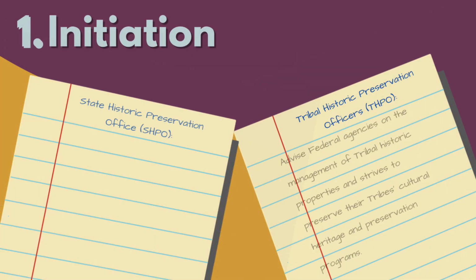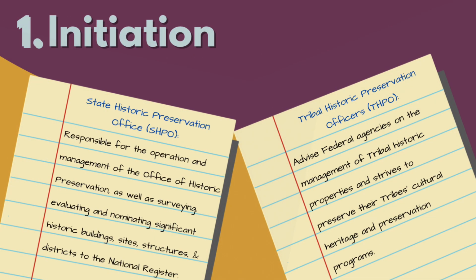The first step is to initiate Section 106. The question is, is there an undertaking? A project qualifies as an undertaking if it involves federal property, funds, and/or permits.